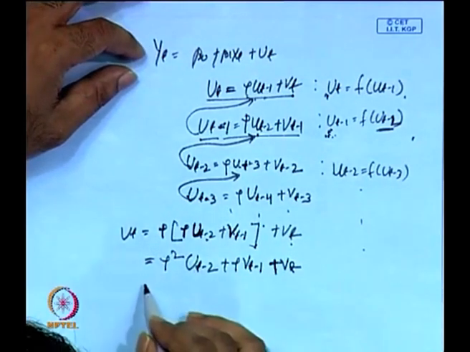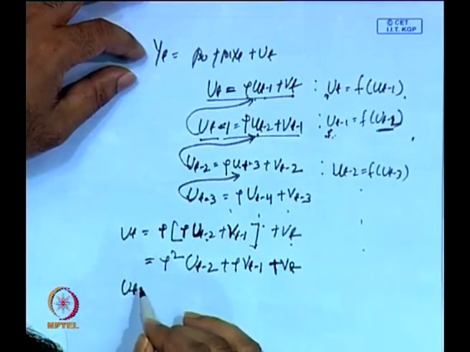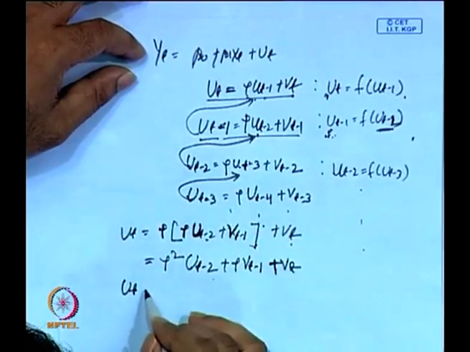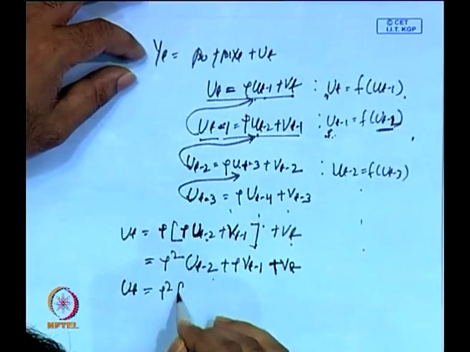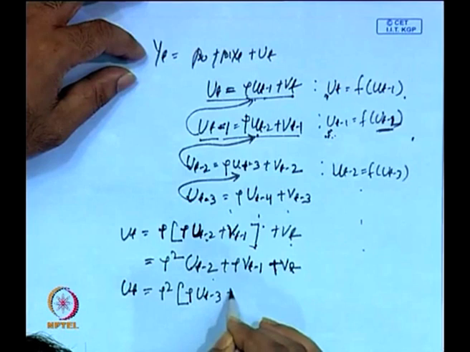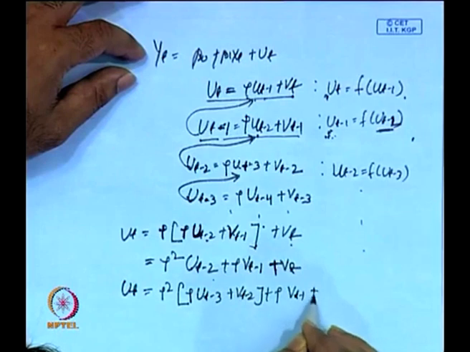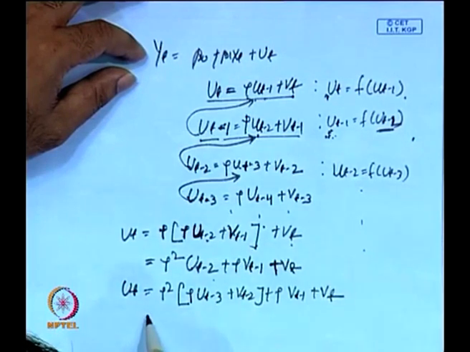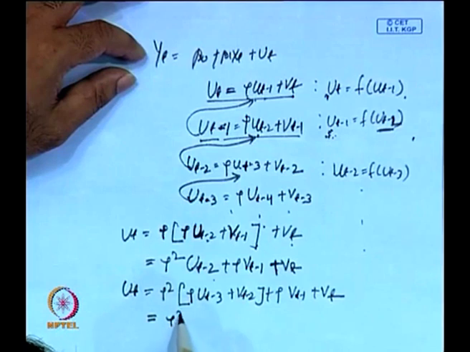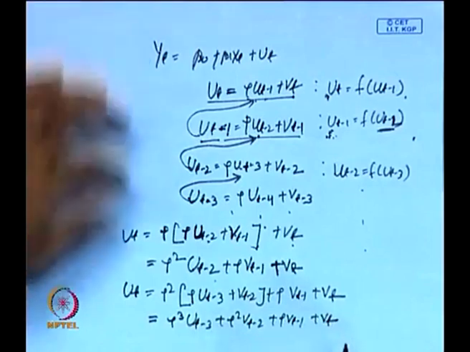Now similarly, you will put ut minus 2 in this particular function, rho squared into ut minus 2. What is ut minus 2? It is rho ut minus 3 plus vt minus 2, plus rho vt minus 1 plus vt. Then if you simplify, you will get rho to the power 3 ut minus 3 plus rho squared vt minus 2 plus rho vt minus 1 plus vt. So this is how it will expand.